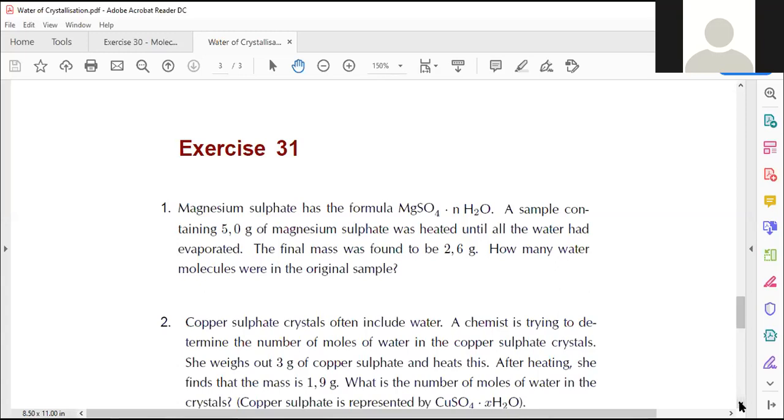How many molecules were in the original sample? How many water molecules? This question is a bit trickier. It says water molecules. It didn't say how many moles of water. There's a difference between the number of molecules and the number of moles. Is that understood? Right, let's analyze this.